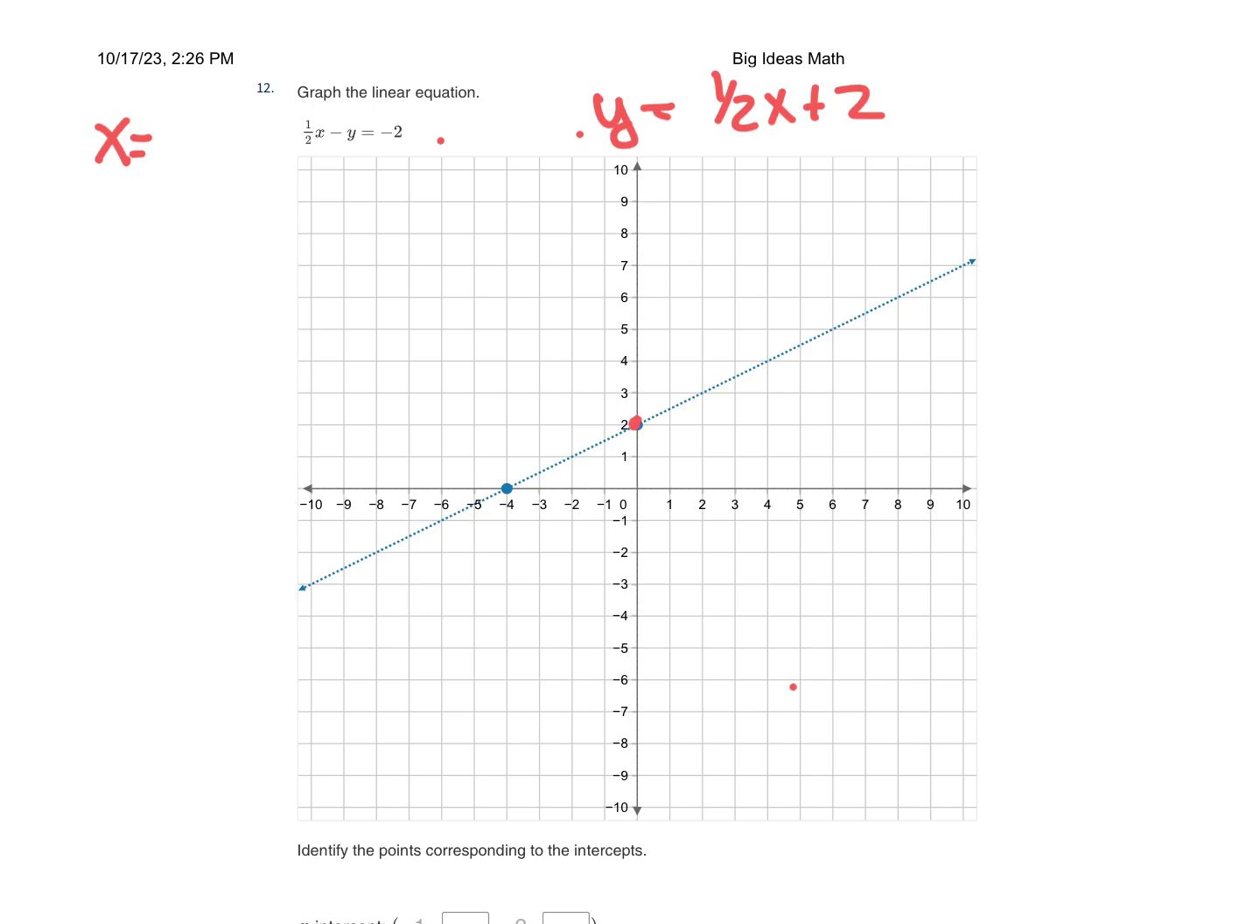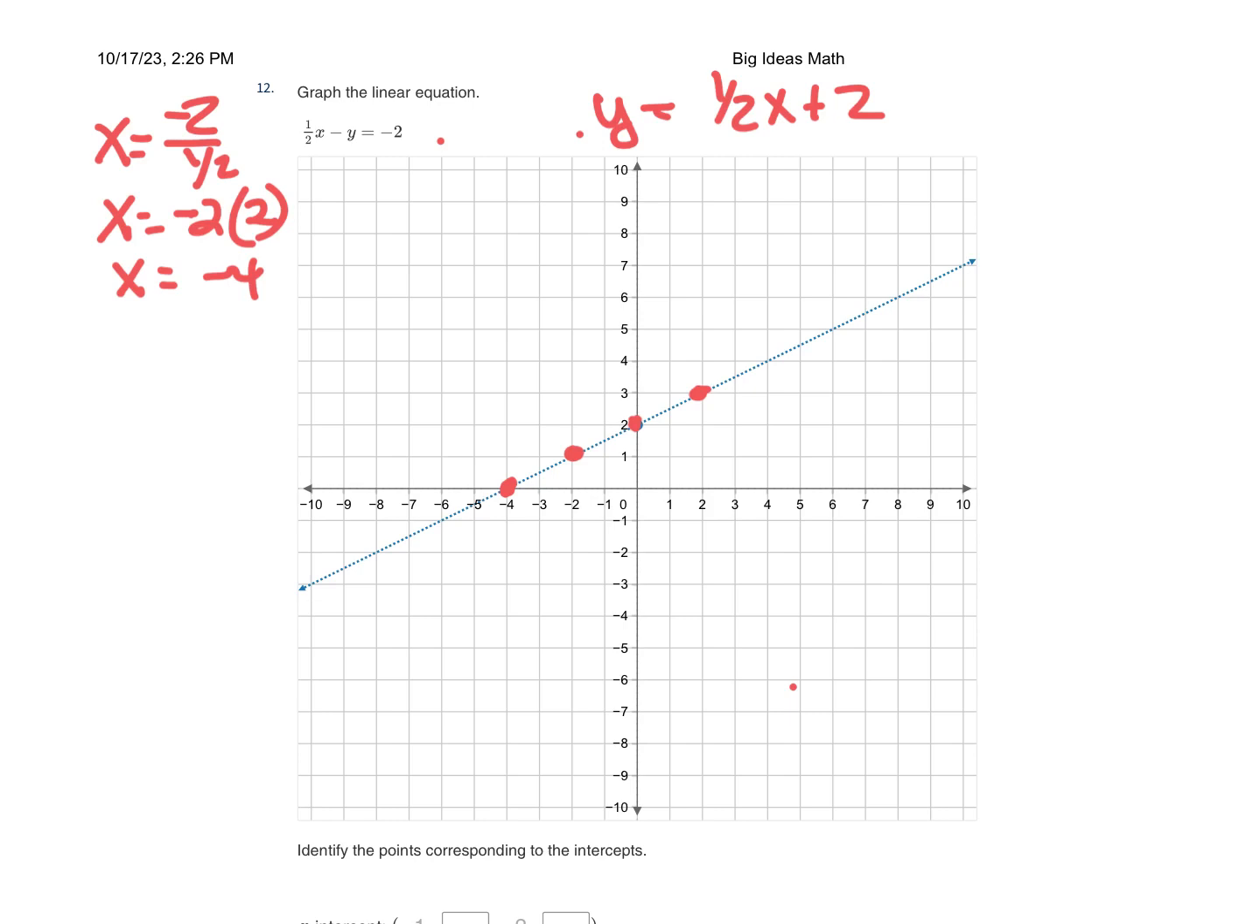I can either do my y-intercept, go up 1 to the right 2, down 1 to the left 2, or I can get my x-intercept, which would be -2 divided by 1/2, which is the same thing as -2 times the reciprocal. So it'd be -4, which it is.